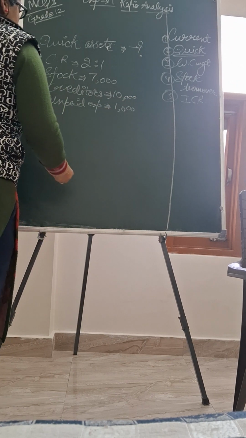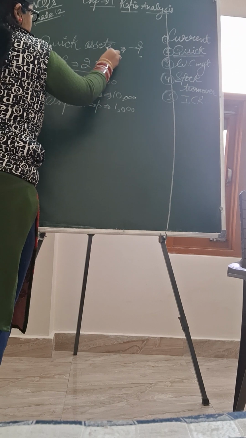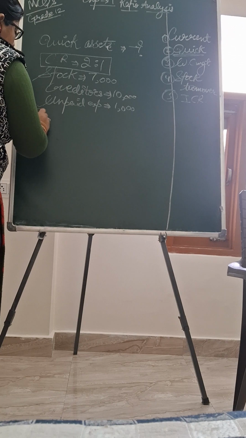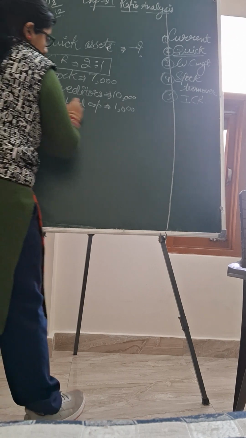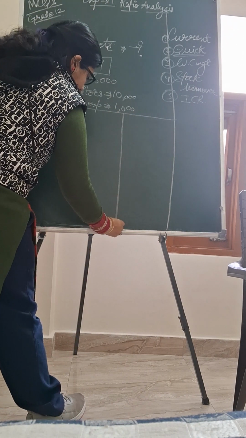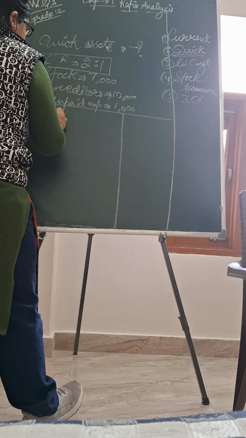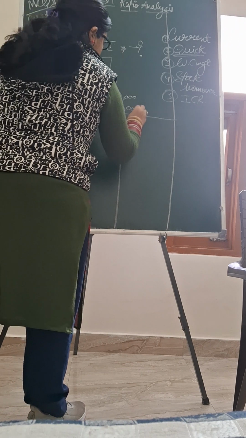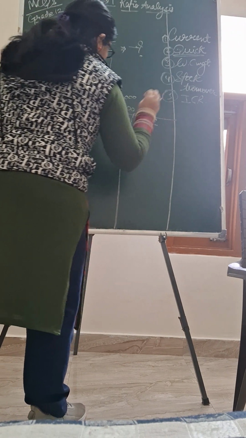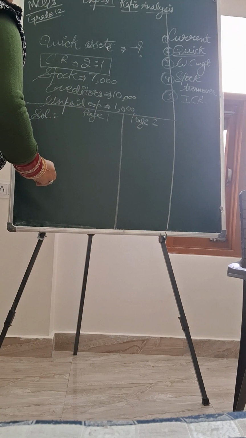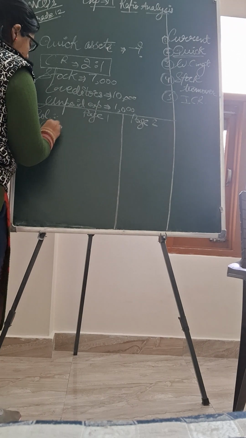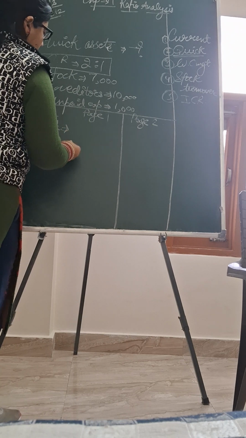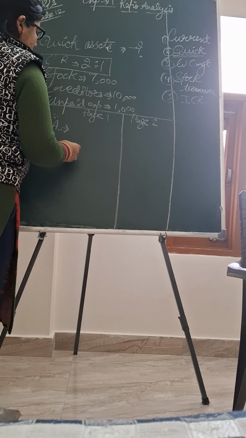Now, first of all, to think, we should know what quick assets are. For the solution, I think the space would be a little less. Let me see. Yeah, I have divided it into two pages. This is page 1, this is page 2. I have less space, so I have formatted it. In page 1, we have to find the quick assets. Let's find out the formula. Quick assets is equal to, what is quick assets?